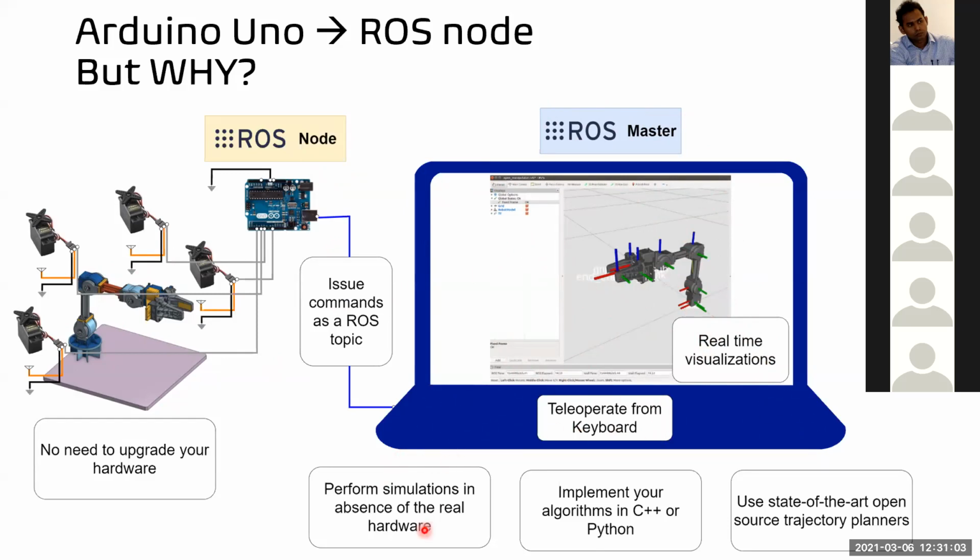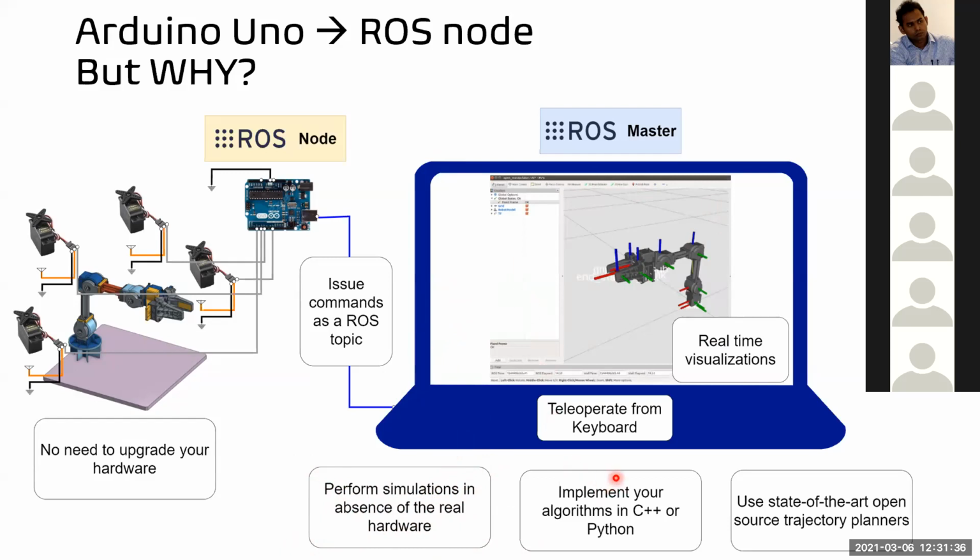Another important thing is you can perform simulations in the absence of real hardware. For example, in this COVID situation, maybe you can't get together as a group and do projects. Instead, you can have a Gazebo simulation, and all of you can work on that project remotely. There are so many possibilities, and of course, you can test your algorithms before you run them on your real robot. Those things are very easy, and you can learn them very fast.